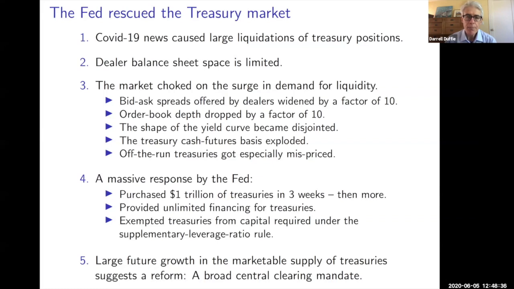And in a massive arbitrage involving the cash treasuries market and the futures market for treasuries, the basis, the difference in price that should have been zero, blew up, and that itself caused a big unwind, which we'll talk about. This was not only a symptom of the problem, it was actually a partial cause of the problem, as large hedge funds unwound their cash futures basis trades, causing a lot of sales. And off-the-run treasury securities, as a result, got particularly mispriced.